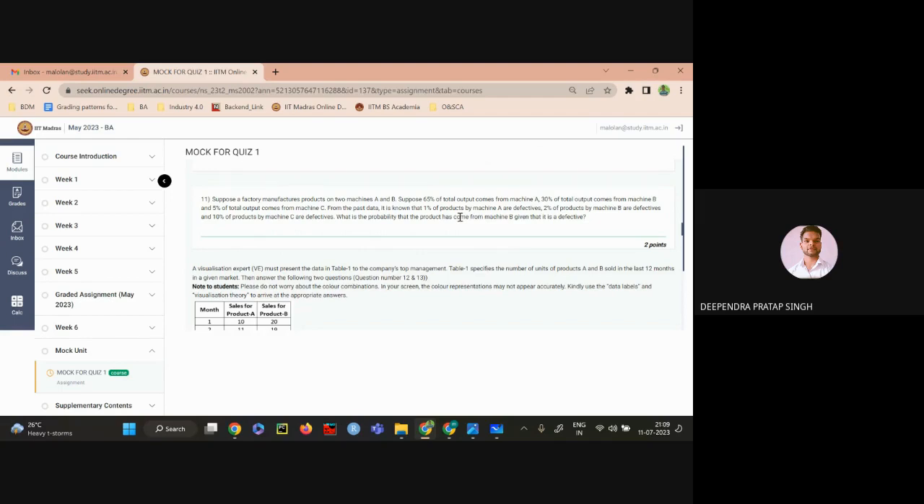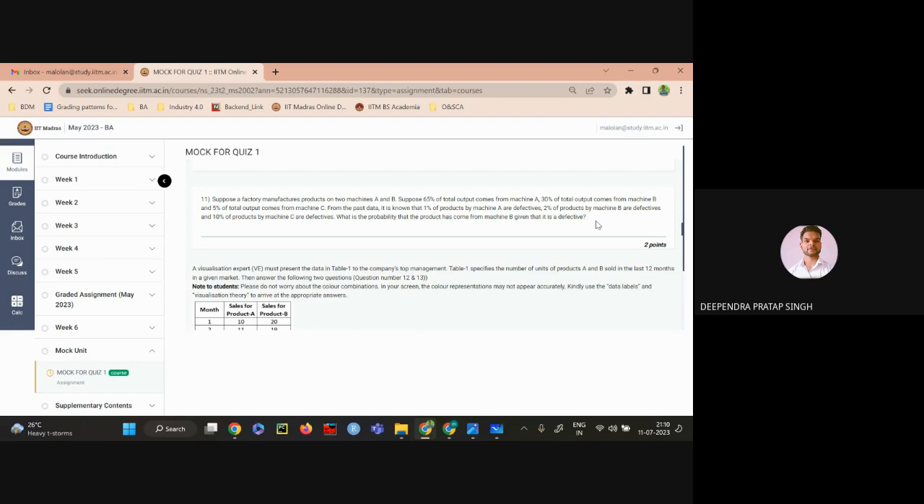So for that we have to calculate the probability of B given D. What is the probability that the product has come from machine B given that it is defective? What is the probability of it coming from B given that it is defective? You now have the fact that it is defective. Go update your probability of which machine it came from, A, B, or C.